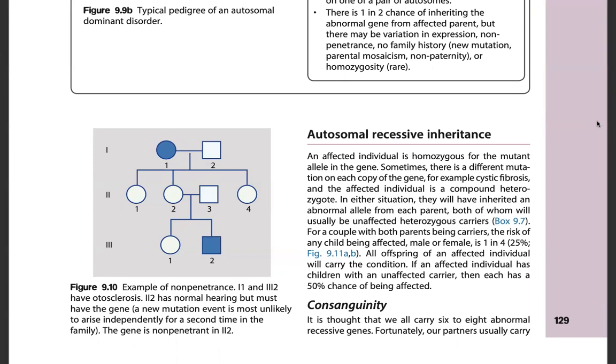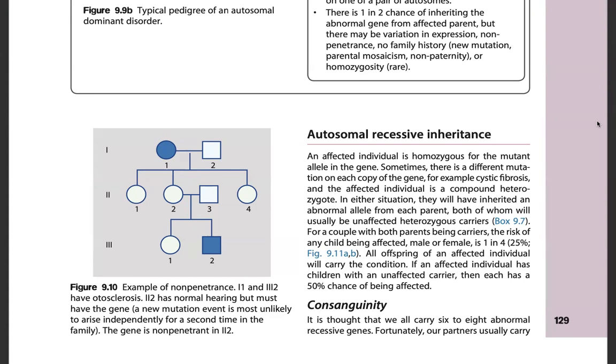Autosomal recessive genes: an affected individual is homozygous for the mutant allele in the gene. Sometimes there is a different mutation on each copy of the gene, for example, in cystic fibrosis, and the affected individual is a compound heterozygote. In either situation, they will have inherited an abnormal allele from each parent, both of whom will usually be unaffected heterozygous carriers. For a couple with both parents being carriers, the risk of any child being affected, male or female, is 1 in 4, 25%.